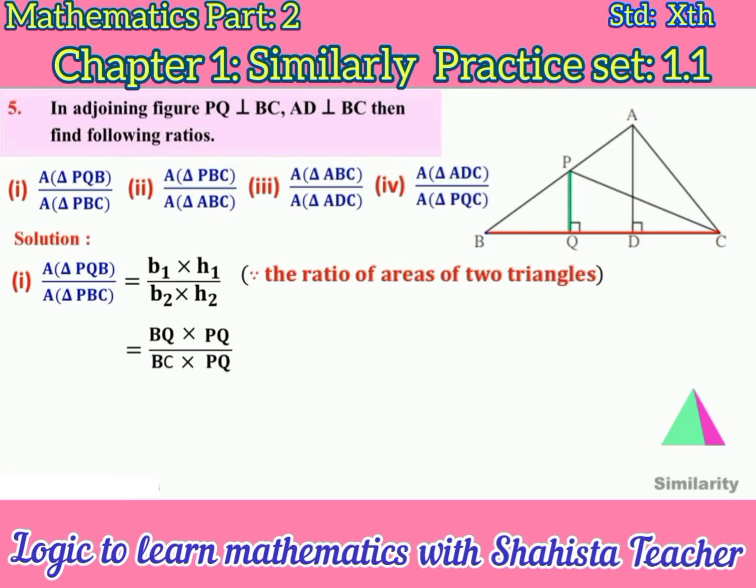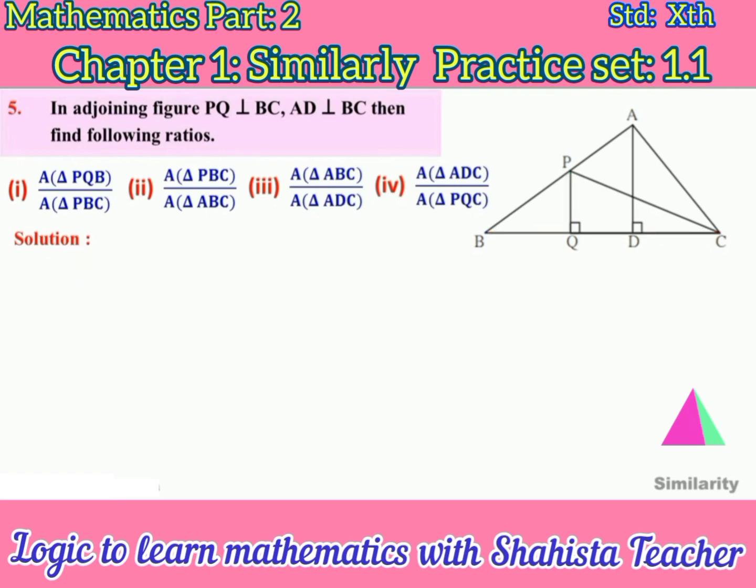Now PQ is the common height. This green color line PQ is the common height for both these triangles. Now PQ gets cancelled. Hence we can say the triangles have equal height. Is that clear? After cancelling PQ, we get the remaining BQ upon BC. So the area of triangle PQB upon PBC is equal to BQ upon BC.